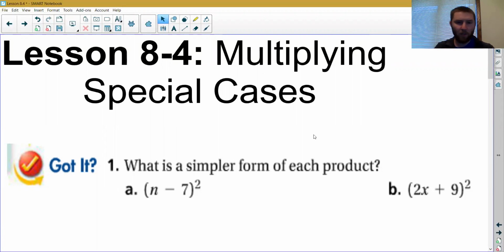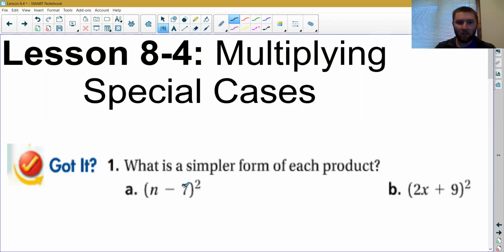The first of which is when we have a binomial, like we've been seeing when we multiply together with the double distributive property, but we have it squared. So in this case, n minus 7 squared is our first example, okay? N minus 7 squared, what I want you guys to think about is that n minus 7 squared is not equal to n squared minus 49, okay?